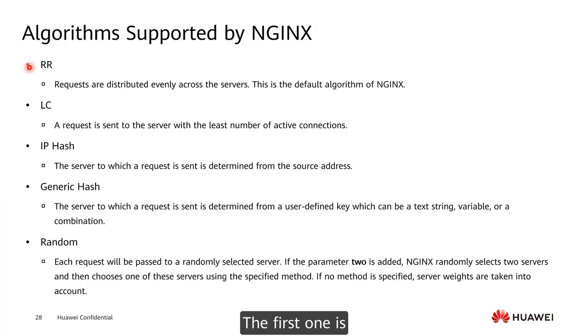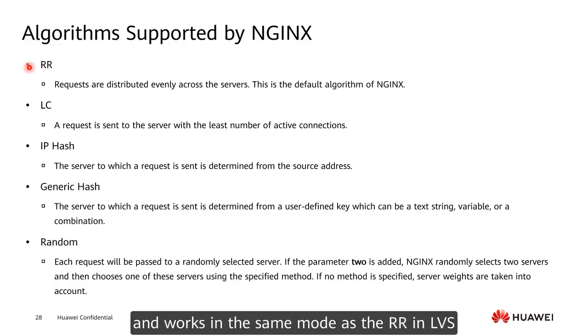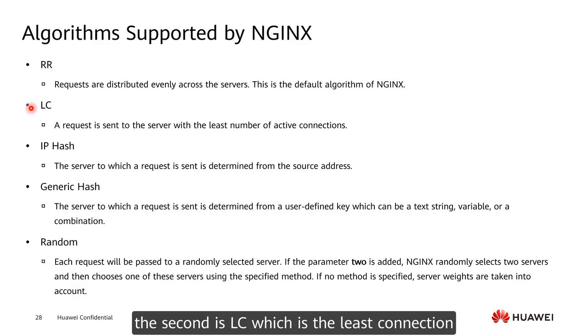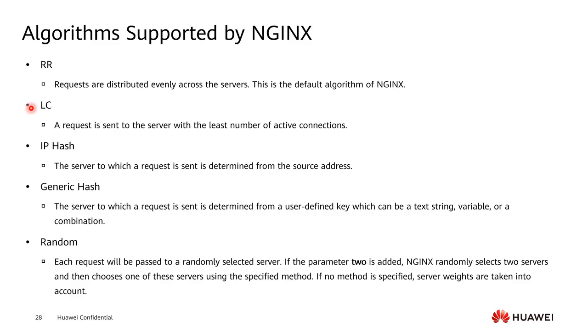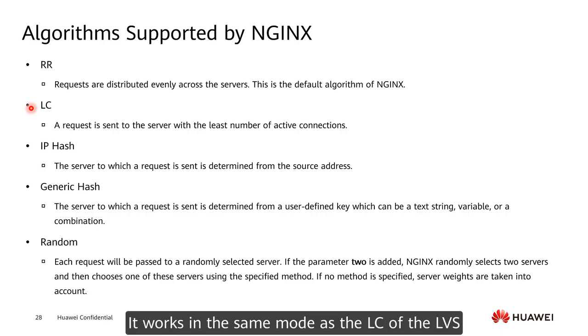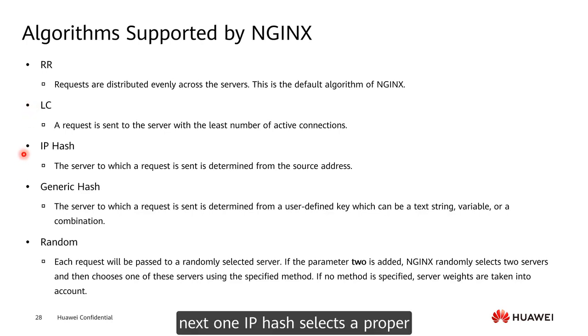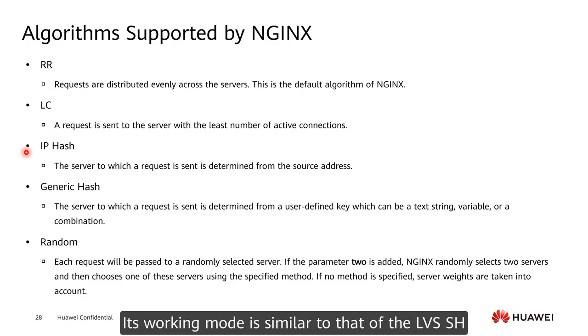The first one is the round-robin algorithm, which is the default Nginx algorithm and works in the same mode as the RR in LVS. The second is LC, which is the least connection scheduling. It works in the same mode as the LC of LVS. Next one, IP hash selects a proper server based on the hash value of the source address. Its working mode is similar to that of the LVS SH.